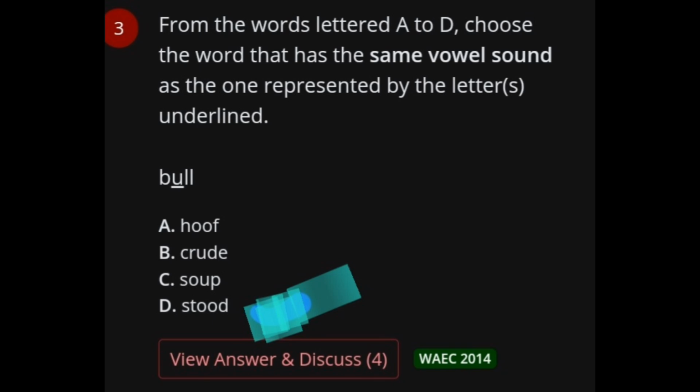Stood. Okay, the reason it is stood is because in the word bull, the short U sound has been underlined. Then in the word hoof, we have the long sound. In the word crude, we have the long sound. In the word soup, we have the long sound. But in the word stood, we have the short sound. So avoid calling that word stood. It is stood. So the short sound has been underlined in the word bull, and so we also have it in the word stood. So that makes option D our correct answer.